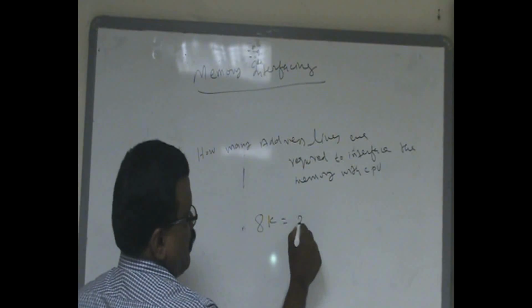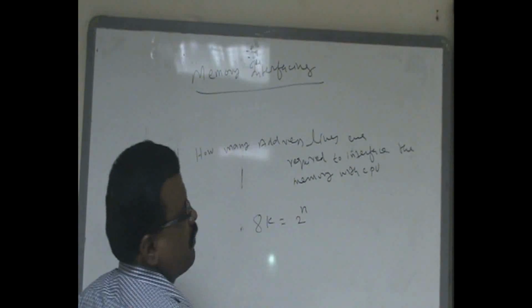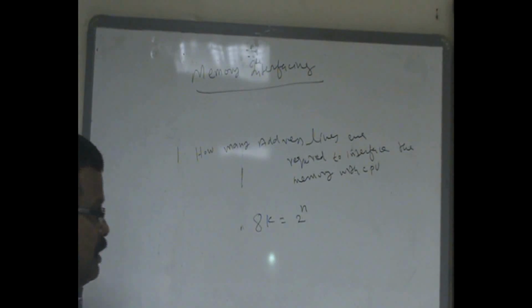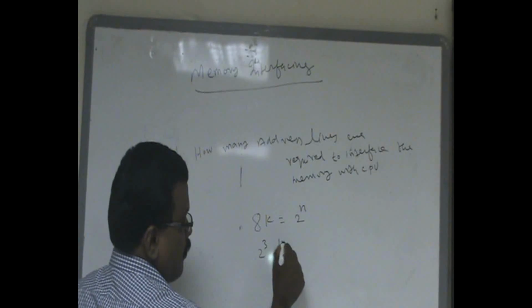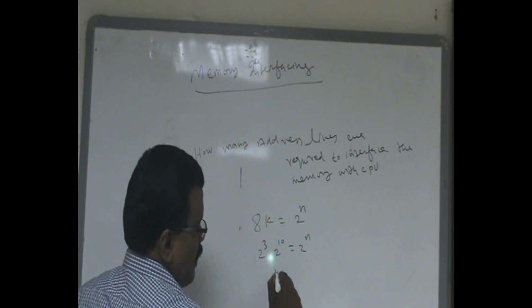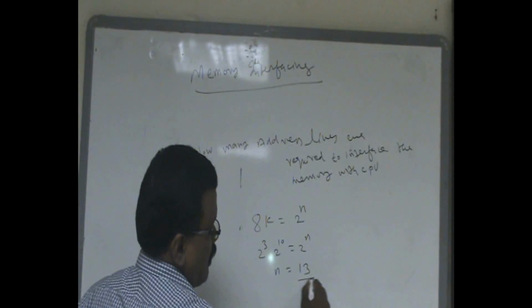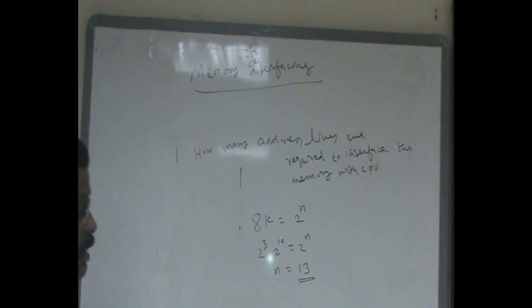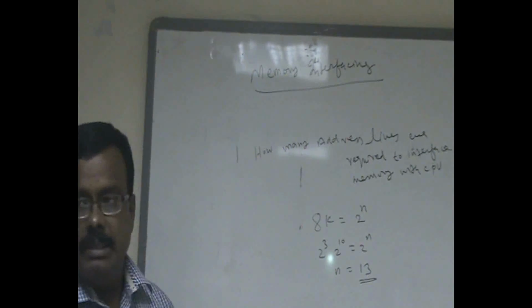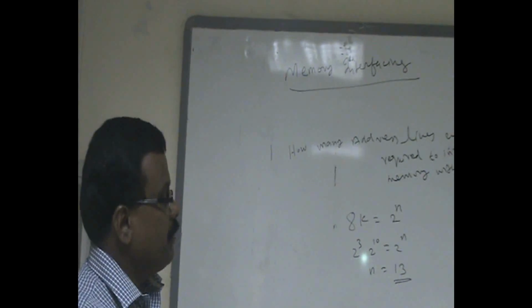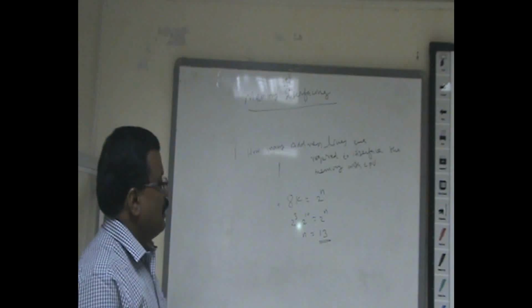8K equals 2 to the power of n, where n determines the number of address lines. So 8K is 8 into 1K, which is 2 to the power of 3 into 2 to the power of 10, equal to 2 to the power of n, where n equals 13. So the number of address lines required to interface 8K memory is 13 address lines. This is step number 1.